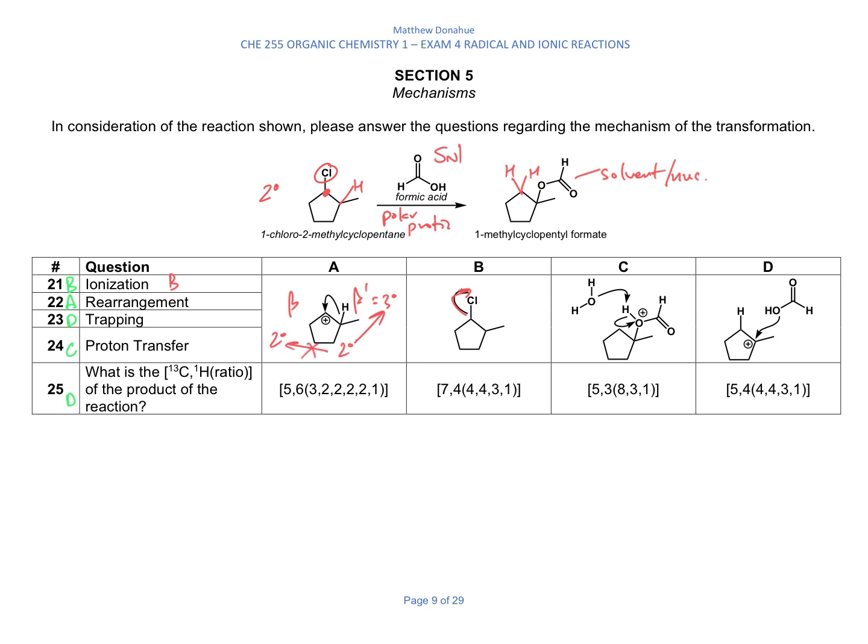The trapping of the carbocation, that's D. So you've now done the rearrangement to form the tertiary carbocation. It's trapped by the solvent. And then the proton transfer is the abstraction of that H, either by the water or by the formate in the solution.